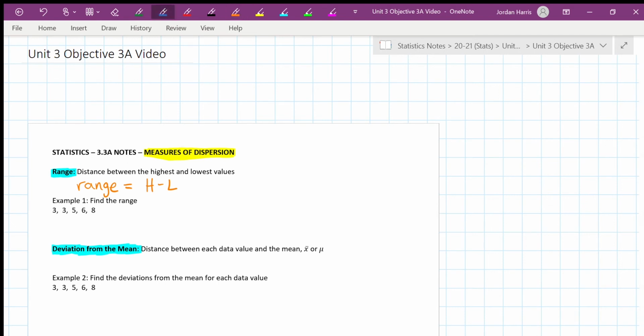So for example 1, we take the biggest number. Notice these are already arranged for you. They're not always. Pay attention to what you're doing. 8 minus 3, which is 5. And so my range is 5. That's the easiest one. Very simple. Big number minus small number.